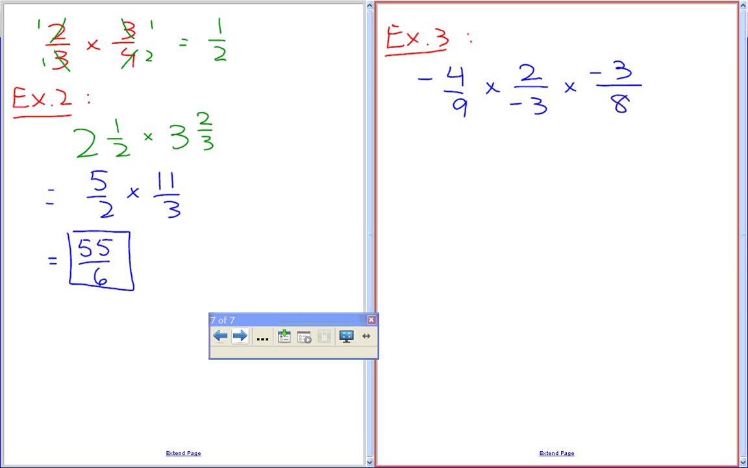Joel, you want to try? Okay, that's okay. Sorry, Austin, I forgot your name. Austin, what do you do? You multiply the top. Yeah, you just multiply all of them. So all he's going to do then is -4 times 2, which is -8, times negative 3 is positive 24.